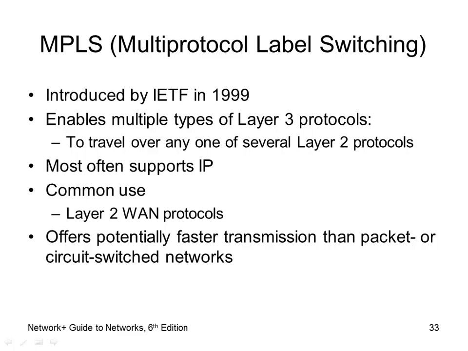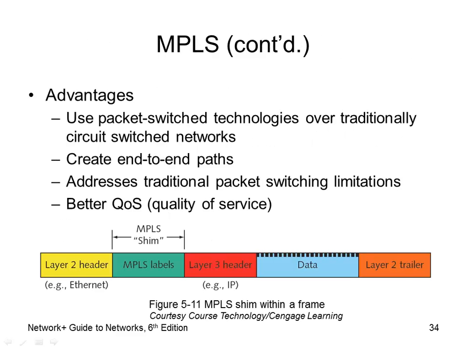MPLS is another one, and this is multi-protocol label switching. This enables layer 3 to travel over different layer 2 networks. And commonly this is used in layer 2 WAN protocols. It offers potentially faster transmission than packet or circuit switch networks. Here they're showing an MPLS, and the reason is because it has better quality of service.